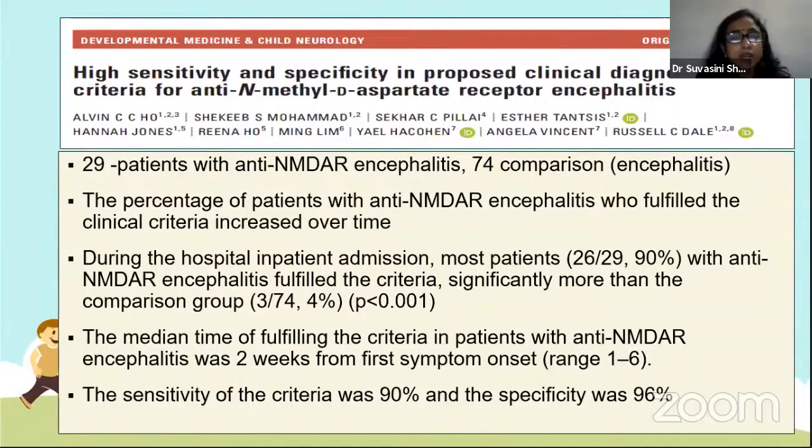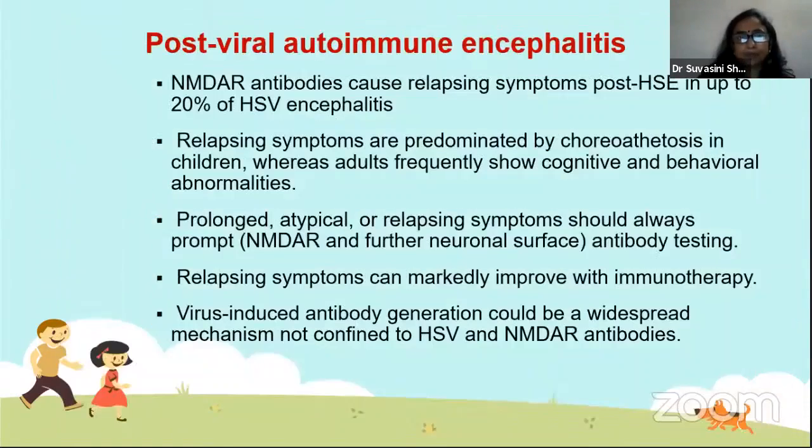In one study in 29 children with NMDA receptor encephalitis and 74 comparison group, what was found was that the percentage of patients meeting criteria increased with time because some of these criteria may not be present at the beginning. So you have to wait 1 or 2 weeks to fulfill the criteria. So the best is, if you're suspecting it, rule out infection and start the therapy and get the testing done, wait for the results and see.